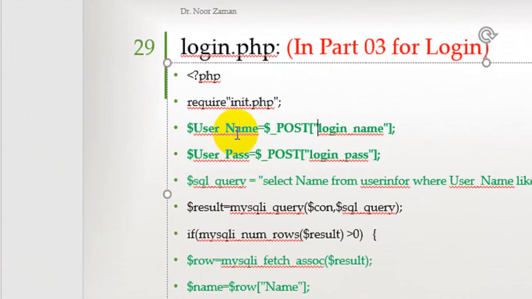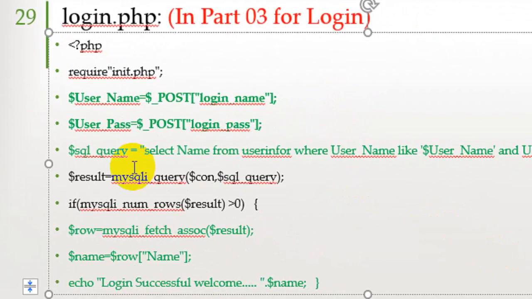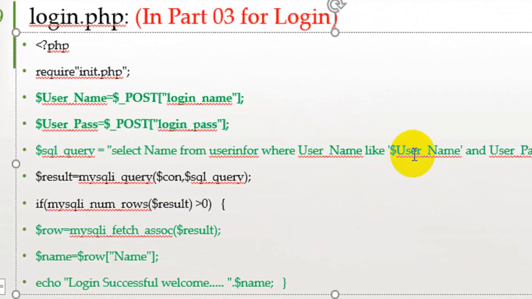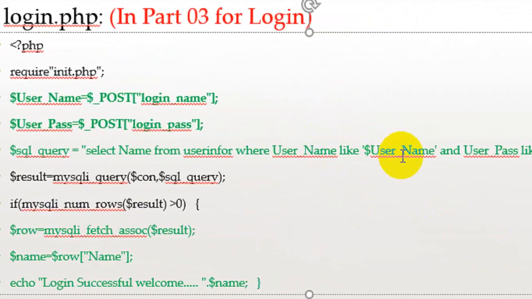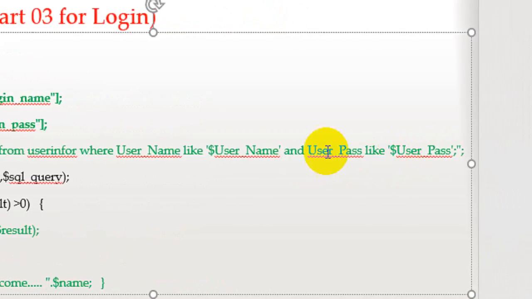Here is the username and here is the user pass, because we used the post method. This is for the login name, this is for the login pass. These are the values we are getting from the edit text. This is the edit text ID and this is the edit text ID, whatever values we are getting from there. Then we are running the query, which selects the name from the table, and then we compare the username and the password. Username is like the username and the password is like the user pass.